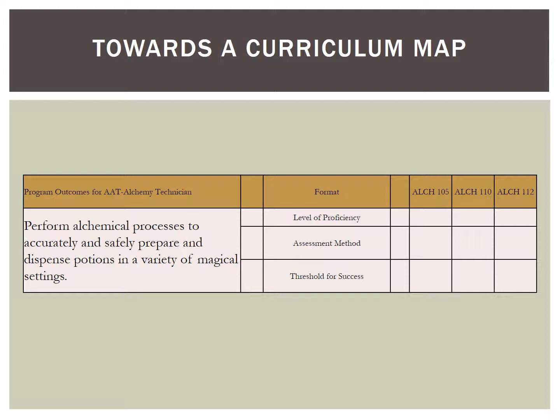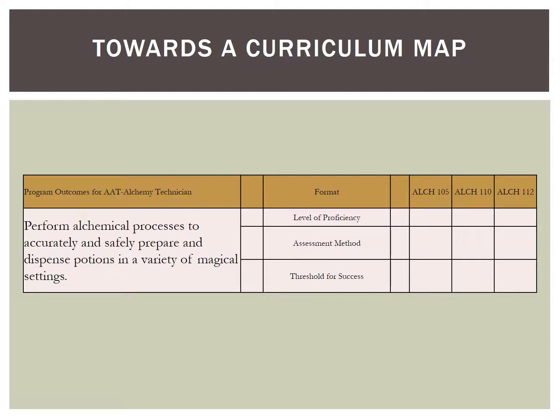So this is just one segment of the spreadsheet on the last slide, zoomed in so that we can focus. You have one of the outcomes that students will need to meet in order to get this certificate. In this case, perform alchemical processes to accurately and safely prepare and dispense potions in a variety of magical settings. Great. So let's say that this outcome is met by taking 3 classes: Alchemy 105, Alchemy 110, and Alchemy 112.